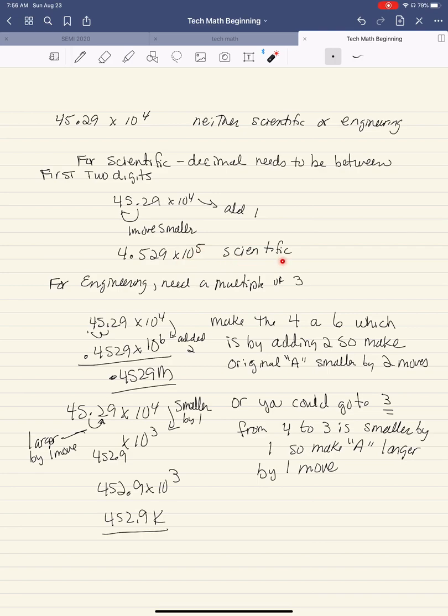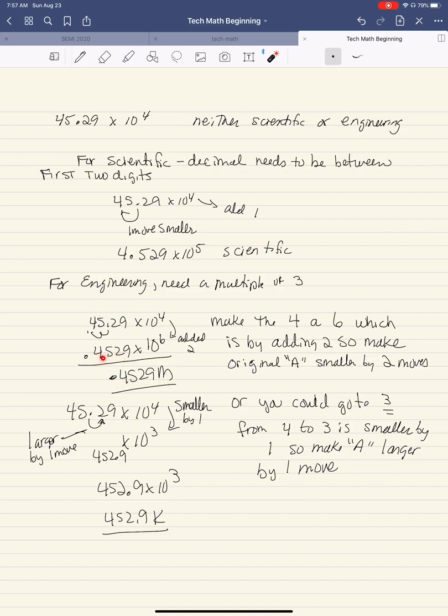That's the scientific part. If I want to do engineering, I need a multiple of 3 on the exponent. So I could go from a 4 to a 6, which is adding 2. So if I'm adding 2 to the exponent, from 4 to 6, I need to make this smaller. Remember, opposite move. This gets bigger, this gets smaller. So bigger by 2, smaller by 2. So that moves over twice. So it's 0.4529 times 10 to the 6, or you could write it as 0.4529 meg.